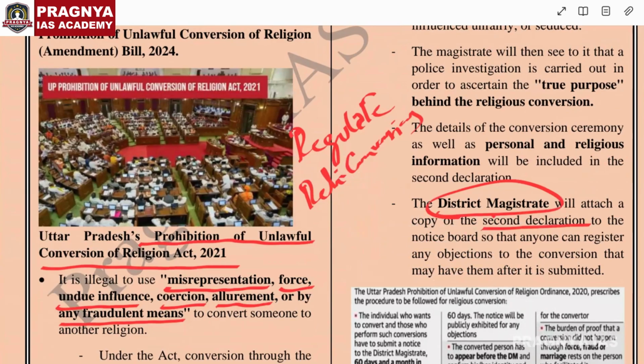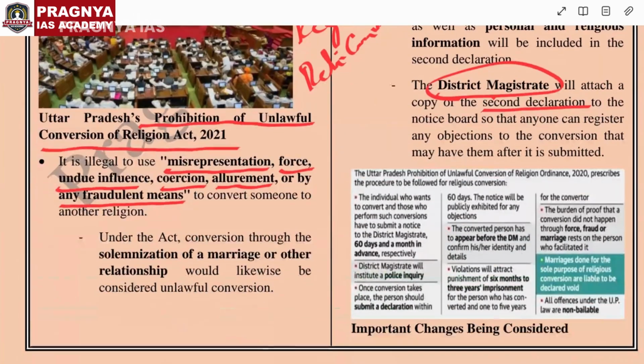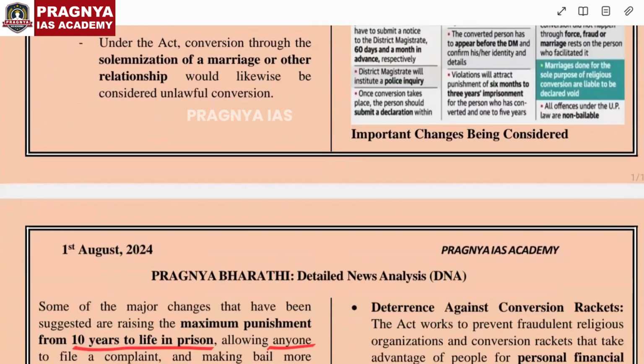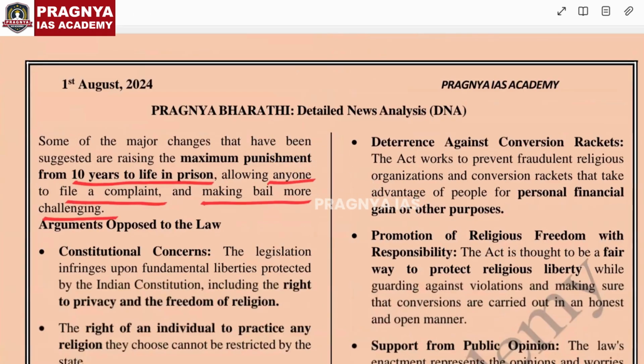So first and second declarations: first by the person who wants to convert to another religion, second by the district magistrate, and a notice board. On the notice board the second declaration will be made available, and anyone can register any objections to the conversion after it is submitted, which means what? It is not going to be deemed a personal choice. Someone is coming and affecting our personal choice, our privacy. Under Articles 19, 21 and 25, this is clearly evident through this act, is the point. Is that clear?